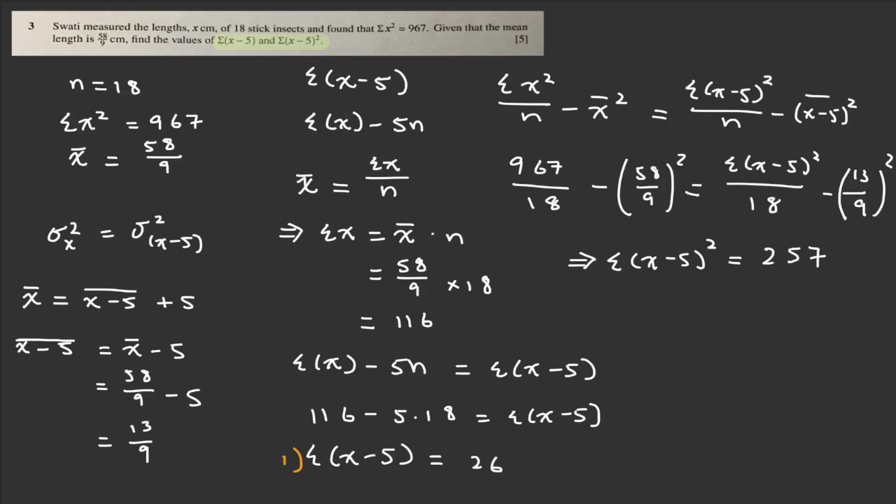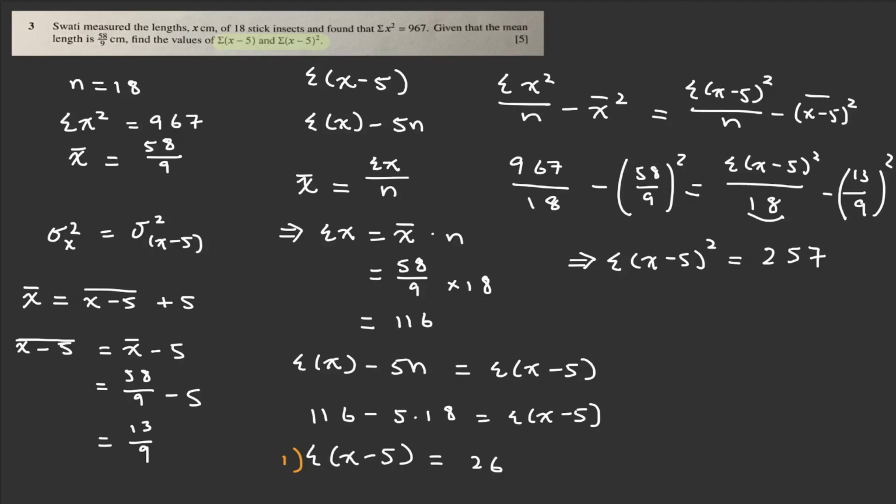257. All we did there is I first calculated this part of the equation. I put everything in the calculator, then I added this value to get rid of the minus, and then I multiplied by 18 to get rid of the division. And that will leave you with 257.